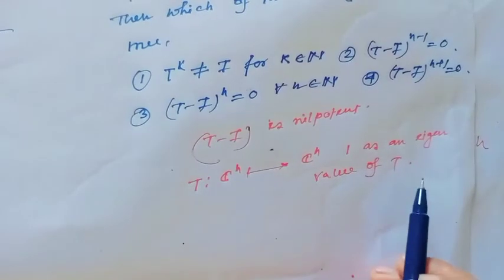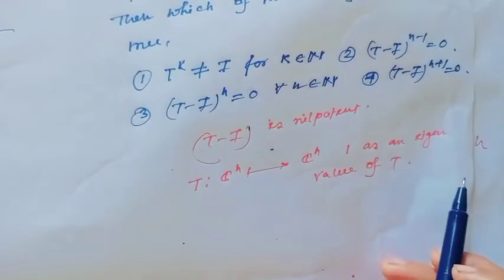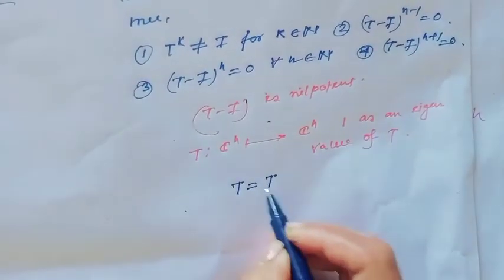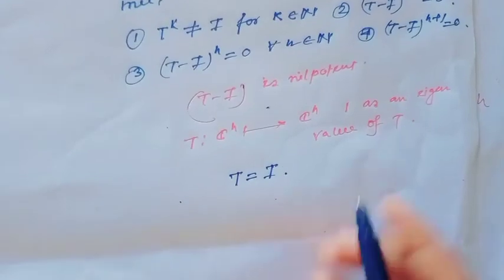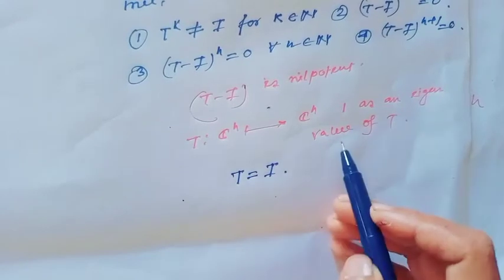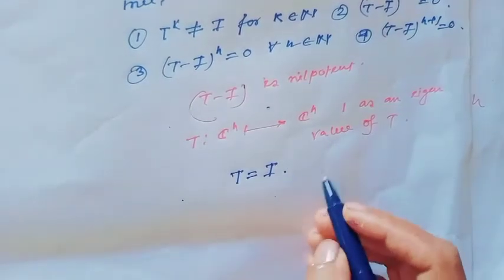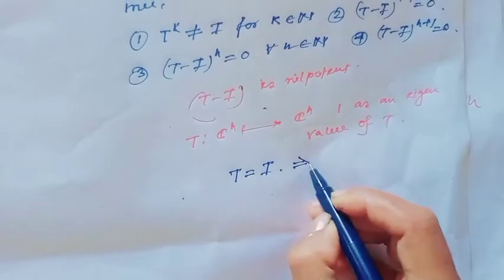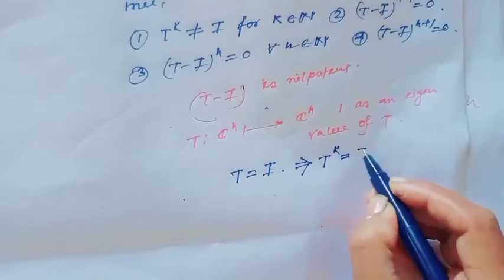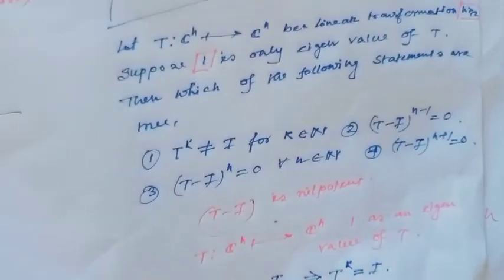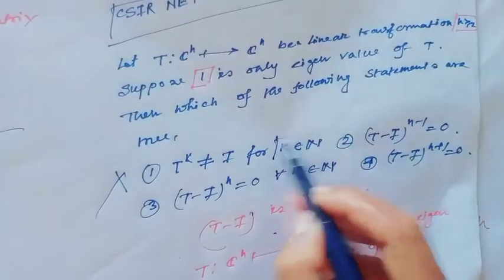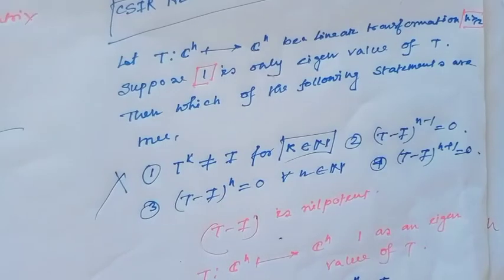Since for this linear operator only 1 can be an eigenvalue, consider this operator to be the identity. Obviously this operator always has only eigenvalue 1. So T equal to identity implies obviously T to the power k equal to identity. So obviously option 1 is the wrong option: T to the power k not equal to identity for k belonging to natural numbers is obviously wrong.